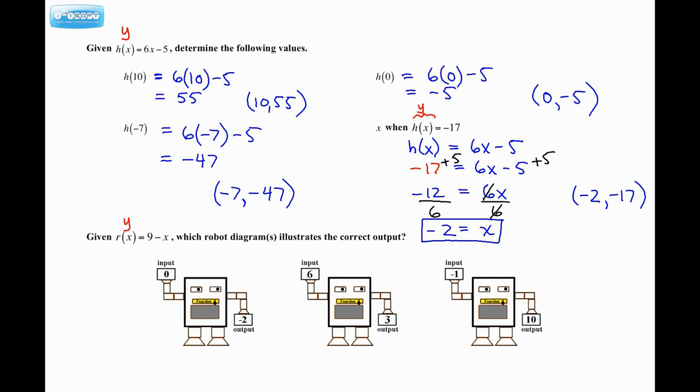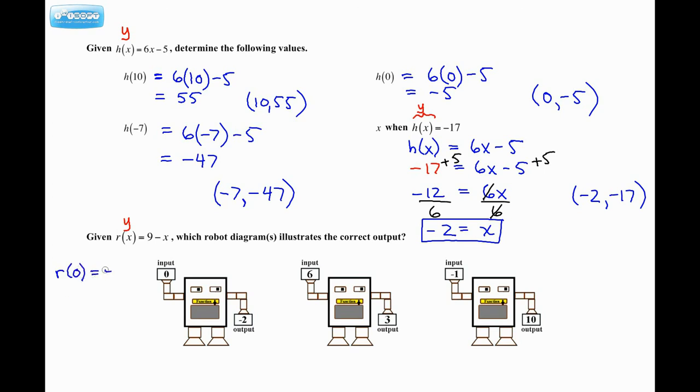Okay, so here we have our machine. This is the function, and what goes in is the number 0, and it does its thing. And then at the end, it spits out the number negative 2. So we want to see, do these numbers fit this function? So let's test it. That's what goes in, so that's the x value. So we're trying to figure out r of 0, meaning what's the output value?